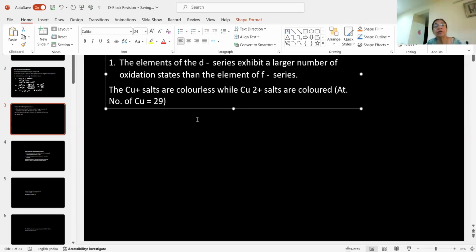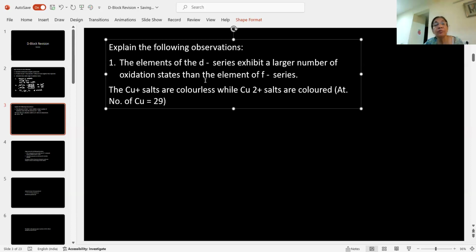Okay. So the elements of D series exhibit a large number of oxidation states compared to the elements of F series. In D series, there are a large number of unpaired electrons which take part in bond formation due to less effective nuclear charge. Therefore, the number of oxidation states is more than in F block, where there is higher effective nuclear charge, right?